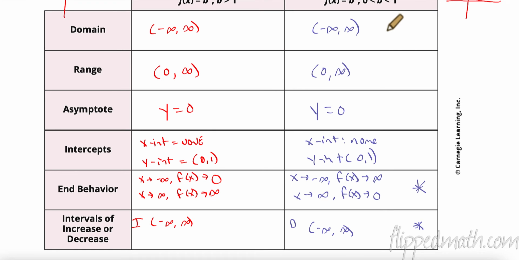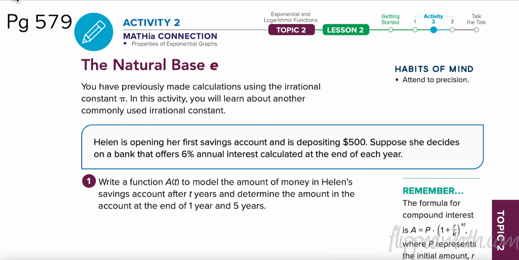All right, so if you notice, all of these are the same. The first one that's different is our end behavior, because as I go left, it actually goes high, and as I go to the right, it approaches 0. And then instead of increasing, it's actually decreasing, okay? All right, let's go to the next page over here on 579.